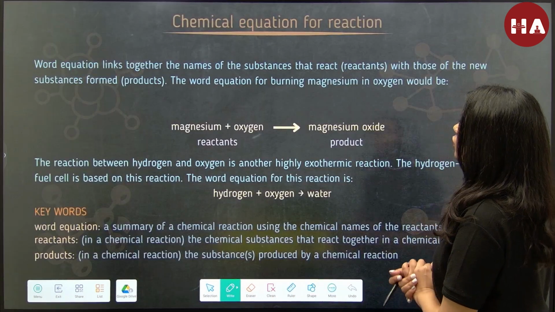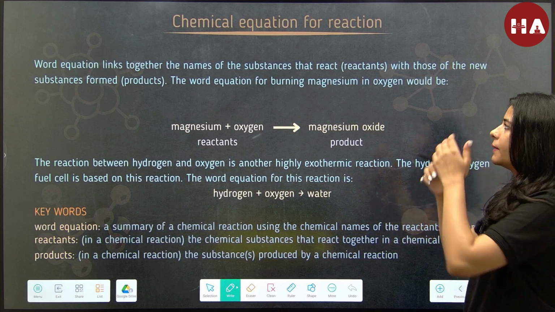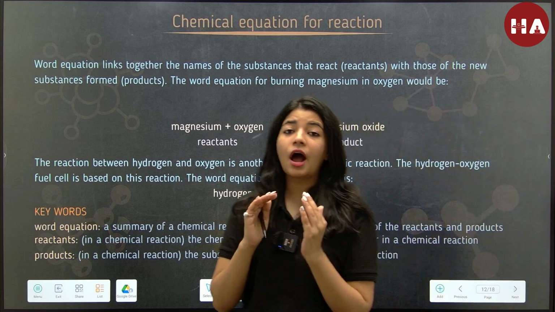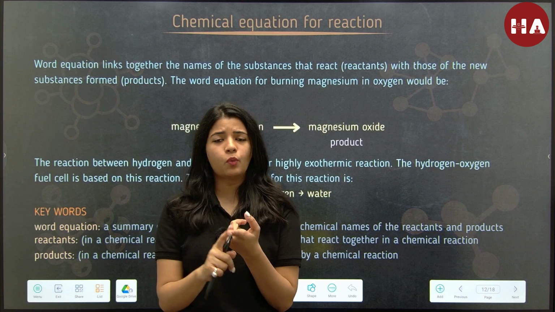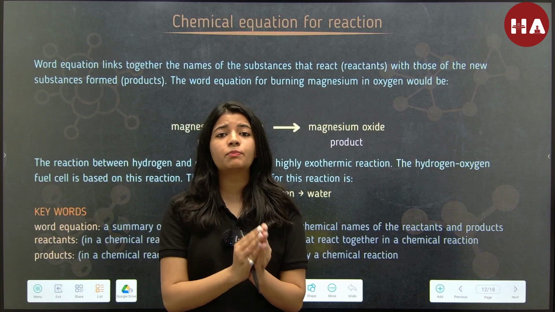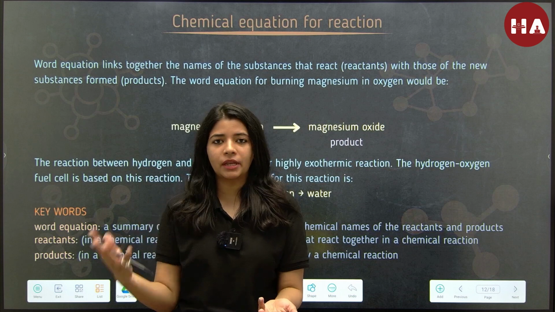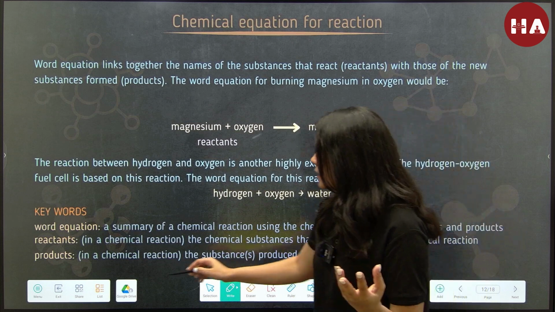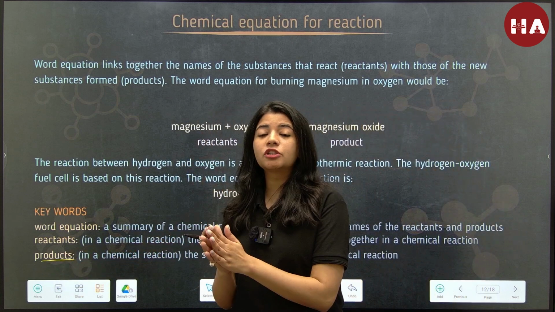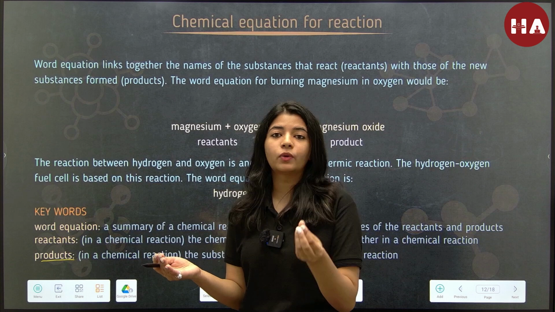Next, let's move on to chemical equation for the reaction. Now this is very important. How do we write a chemical reaction? There are three main important things. One is reactants. Reactants are the species which react together to form or produce any compound. And the compound which is formed after the reaction is known as the product.